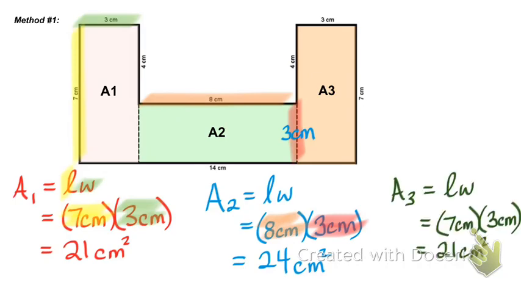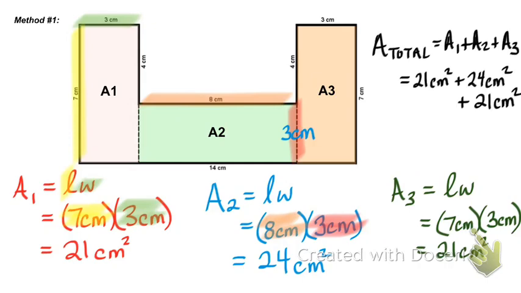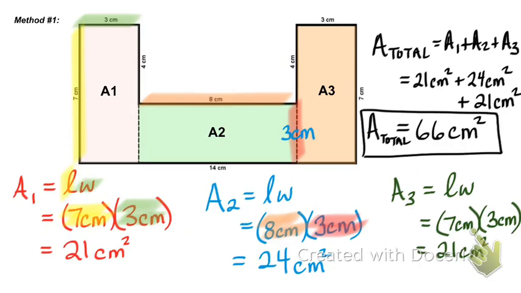Our third rectangle is actually the same exact dimensions as our first rectangle, so we really don't need to do the area formula again, but I am showing it just so you understand where it came from. And in our final step, we're going to find the total area by adding all three rectangles together. So as we can see here, by adding the three areas, we have a total area of 66 centimeters squared.